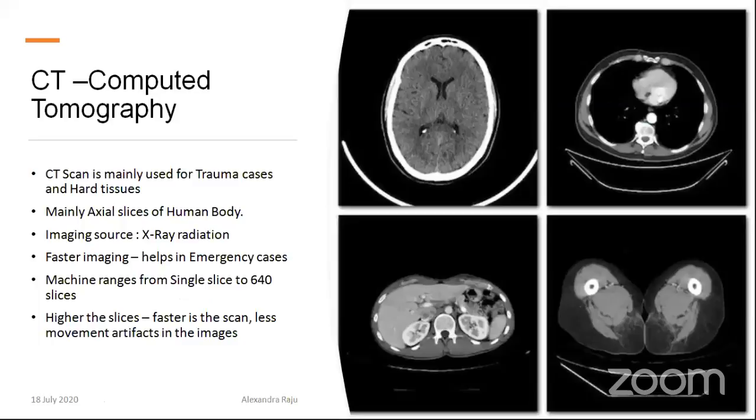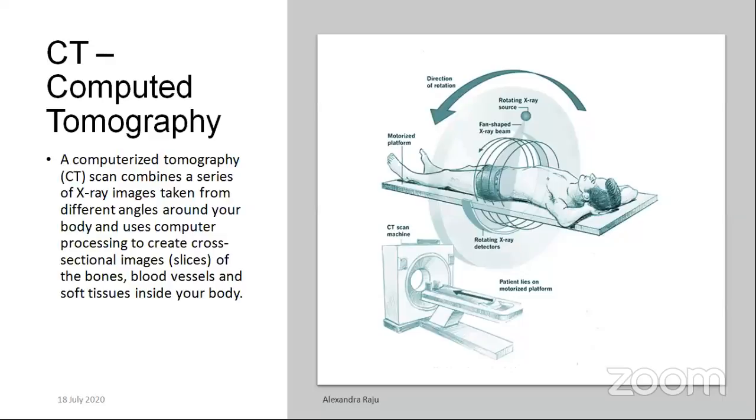So let's see what computed tomography is. Computed tomography uses a rotating X-ray source, and the images taken are processed with the help of a computer to create cross-sectional images of the body, especially the bones, the blood vessels, and the soft tissues inside our body. So we'll have a rotating X-ray source, and the images taken are processed with the help of a computer.